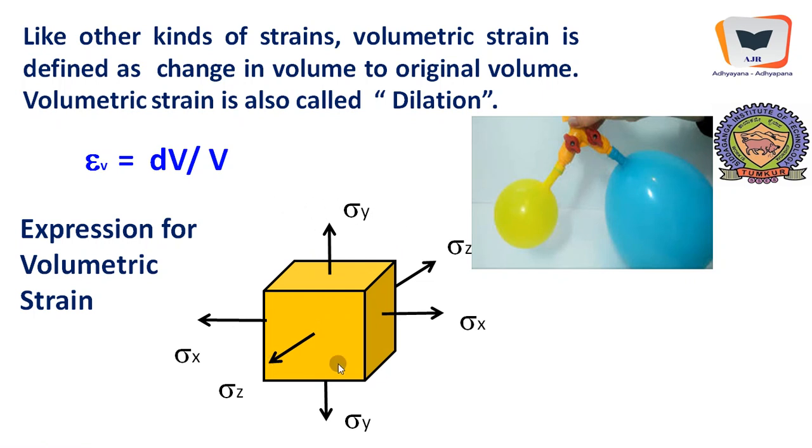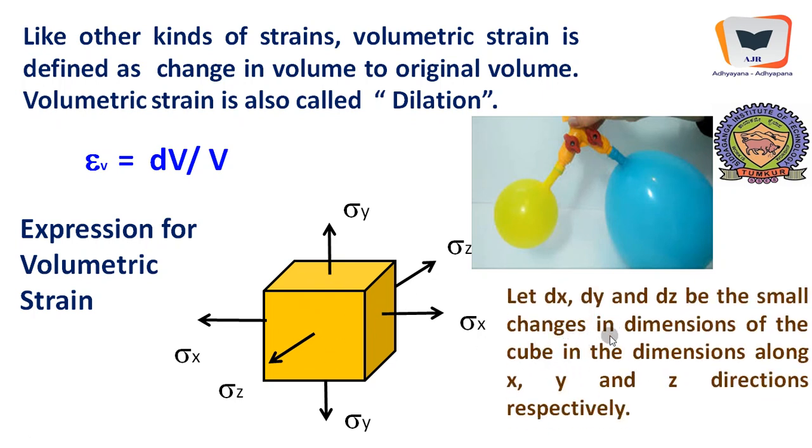Consider an element which is acted upon by sigma x along x direction, sigma y along y direction, and sigma z along z direction. So due to this sigma x, there will be a small change in the dimensions along x, that is, it may be called dx, and along y may be called dy, and along z may be called dz. So let dx, dy and dz be the small changes in the dimensions of the cube, along x, y and z directions respectively.